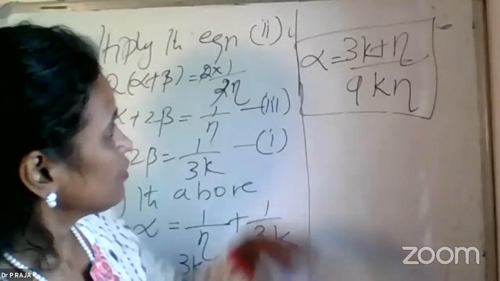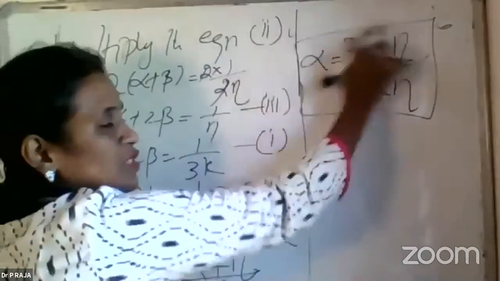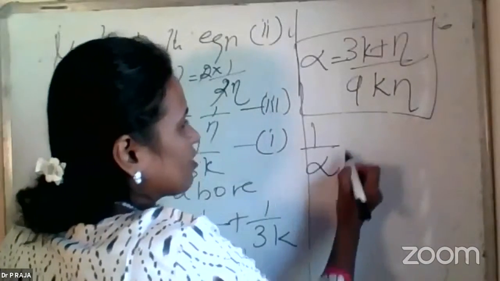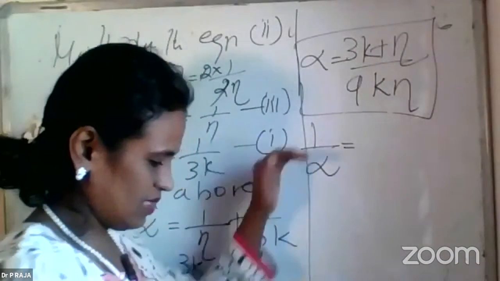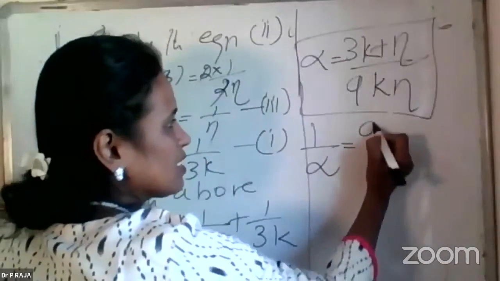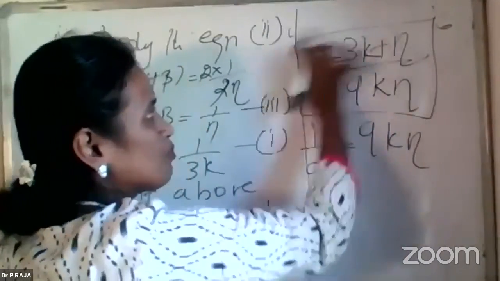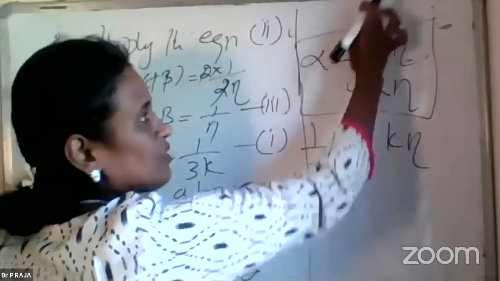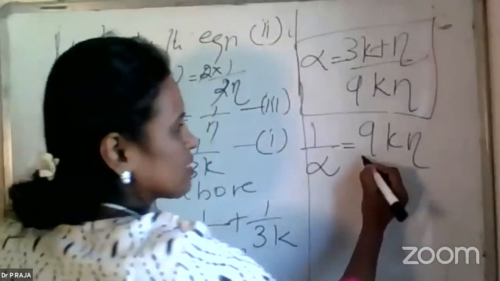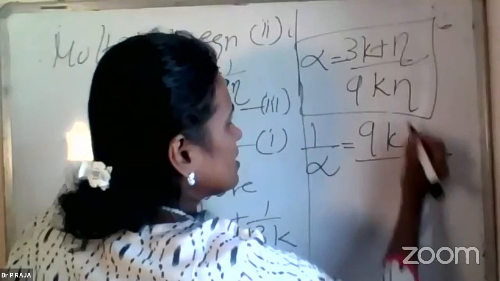If you take the inverse of this equation, I will put it as 1 by alpha. In that case 9k will go to the numerator. I'm just taking 1 divided by alpha, 1 divided by this entire equation. So 9k will go to the numerator, 9k eta plus 3k by.